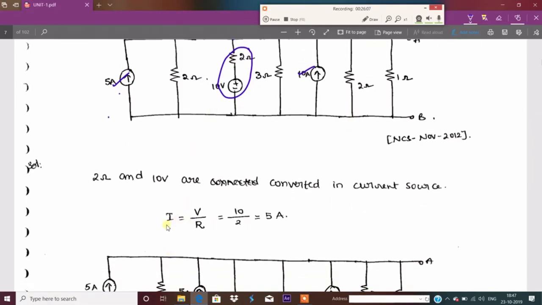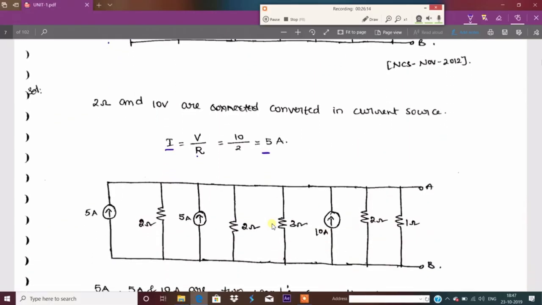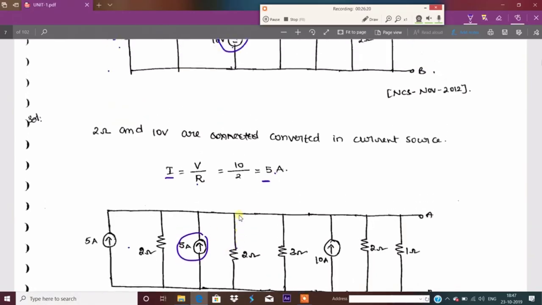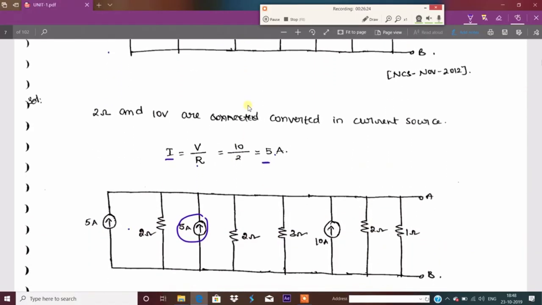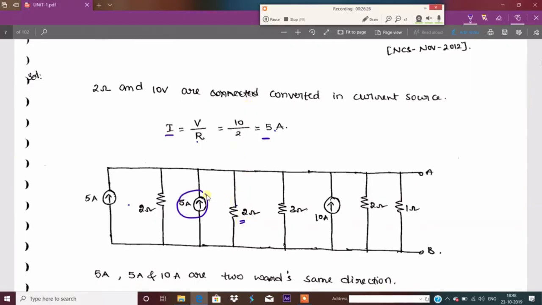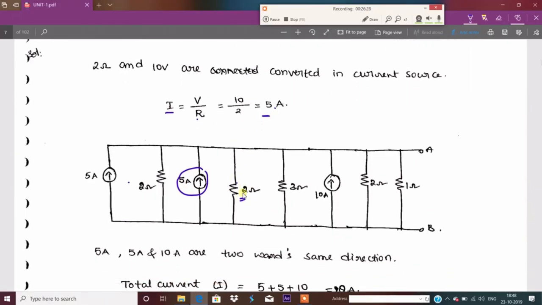What is the formula for current? I is equal to V by R. V is 10, R is 2, that is 5 amperes. You know how to replace the circuit. The entire remaining circuit is common. This is the 5 amperes, right? What is the resistance present here in series with 2 ohm, right? The 2 ohm is present here. Now this is the circuit.